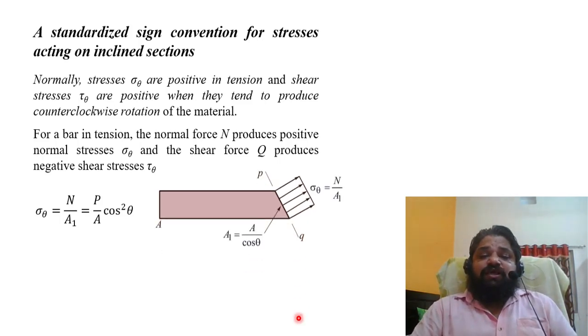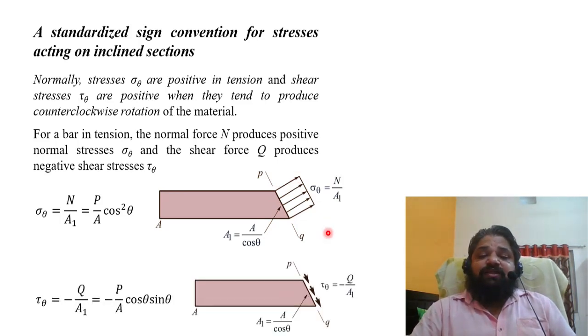So now you just see, whatever we have discussed, this area is no more only A; instead of that it is A by cos theta, and this is sigma theta. How you got it, I have already discussed. Similarly, the shear stress we also get.